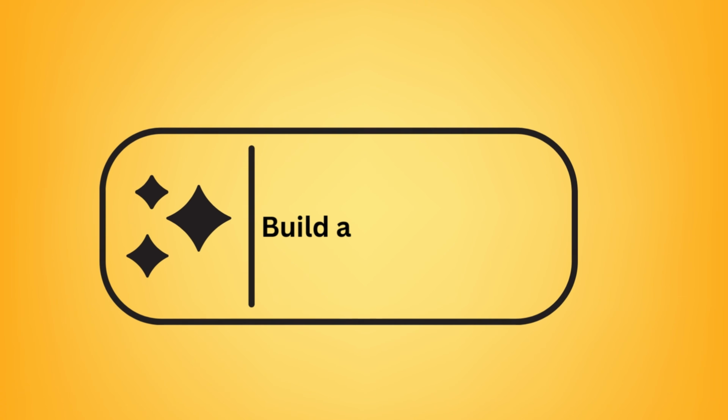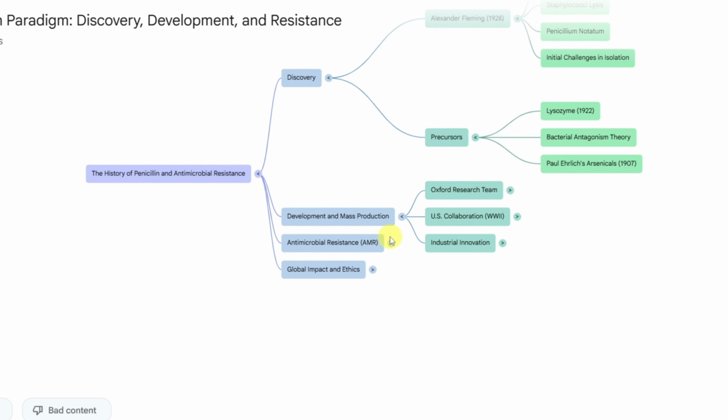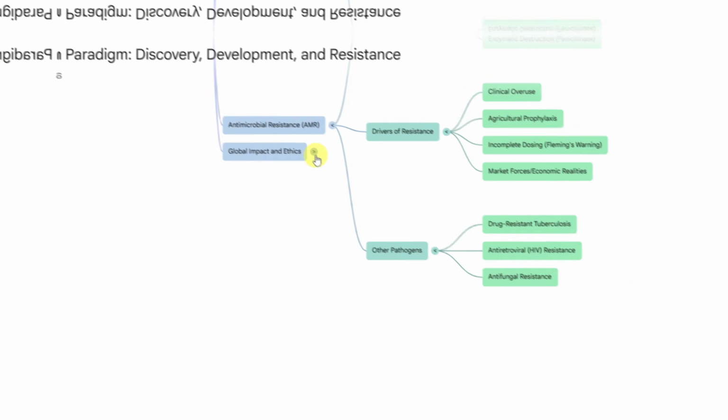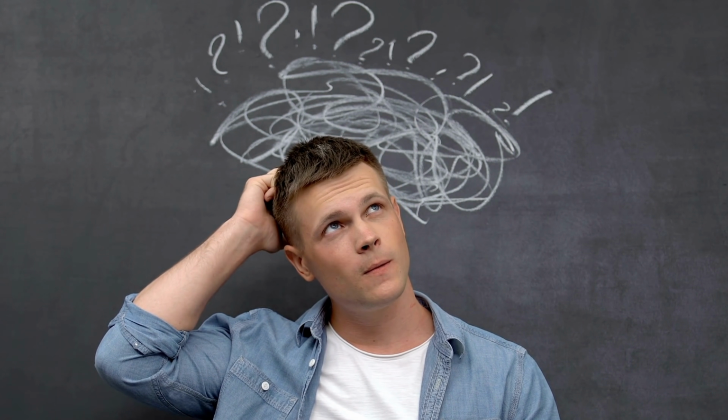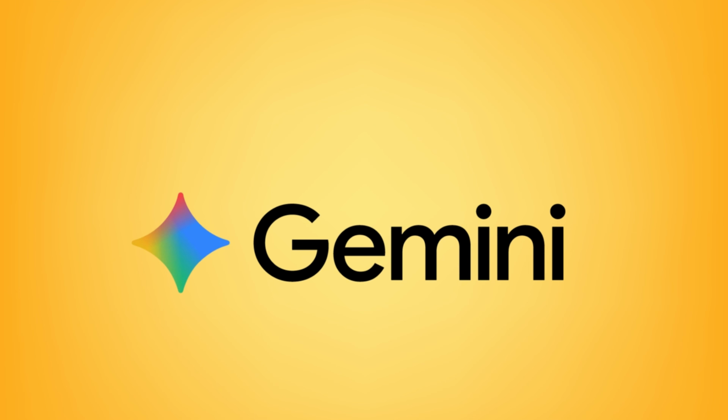If you've been using NotebookLM to build mind maps, you already know the problem. The diagrams look plain, the visuals are flat, and honestly, they're just not presentation ready. But what if you could transform them into stunning, structured visual maps in minutes? In this video, I'm going to show you exactly how to do that using Google Gemini. Let's dive in.